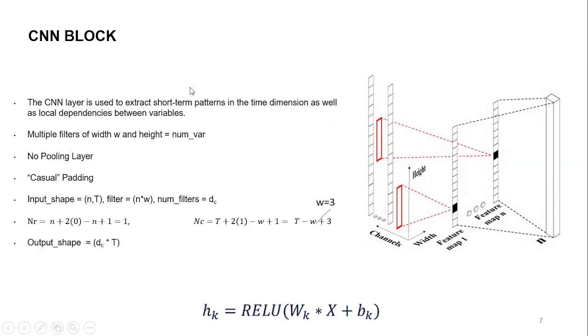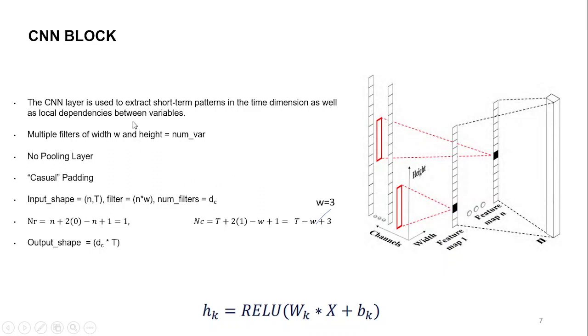We're going to be discussing the CNN block here. The CNN layer is used to extract short-term patterns in the time dimension, as well as local dependency among the variables. This is similar to a normal convolutional operation on image data. But here, each variable is seen as a channel, and a 1D filter is applied to each variable to result in feature maps of n, depending on the number of filters applied on the input time series data.